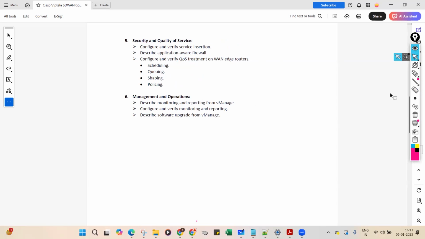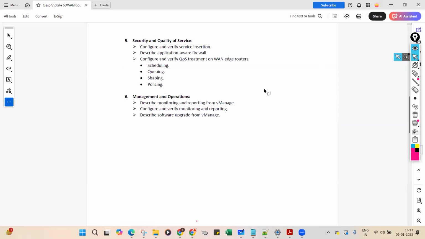Moving ahead, I will also walk you through the vManage graphical user interface, and under which tab what features you will get. We will be discussing that in the management and operations part.